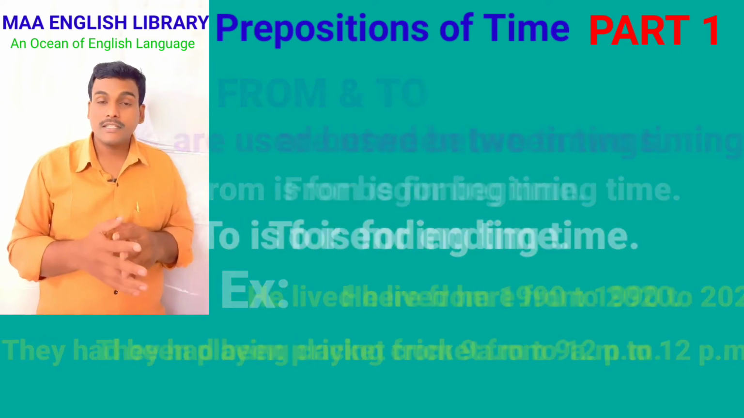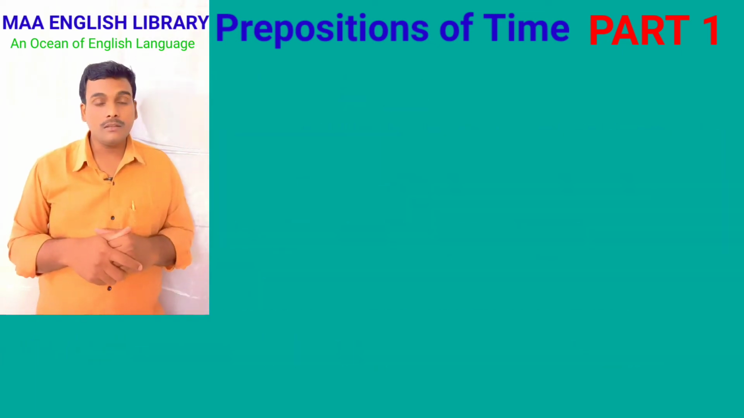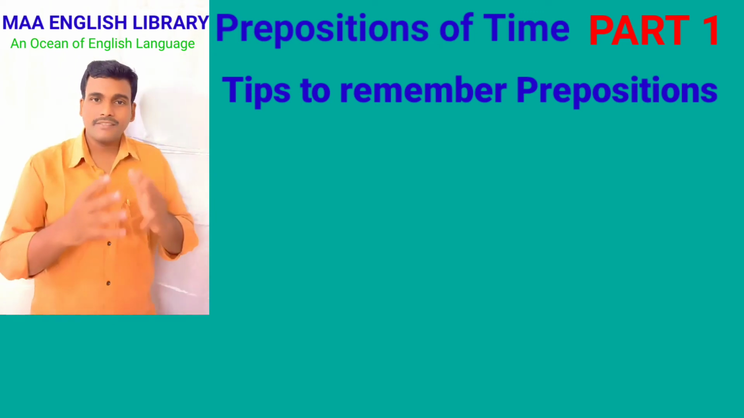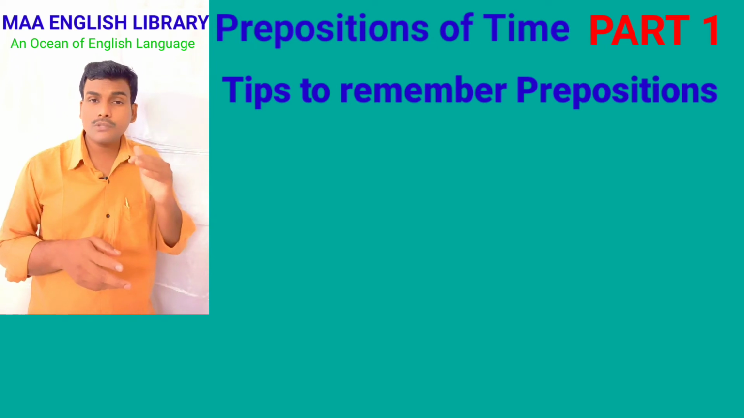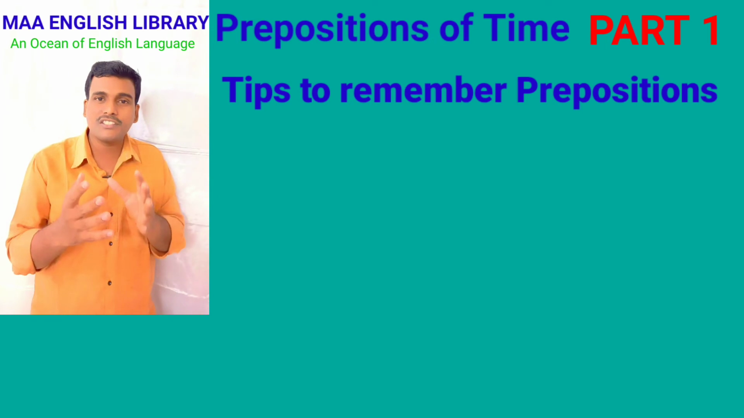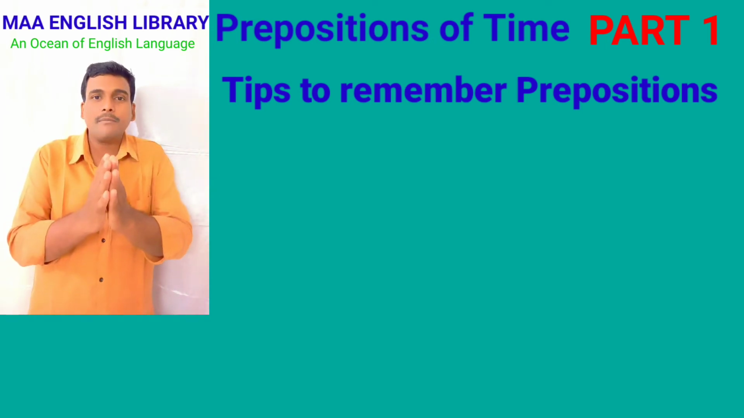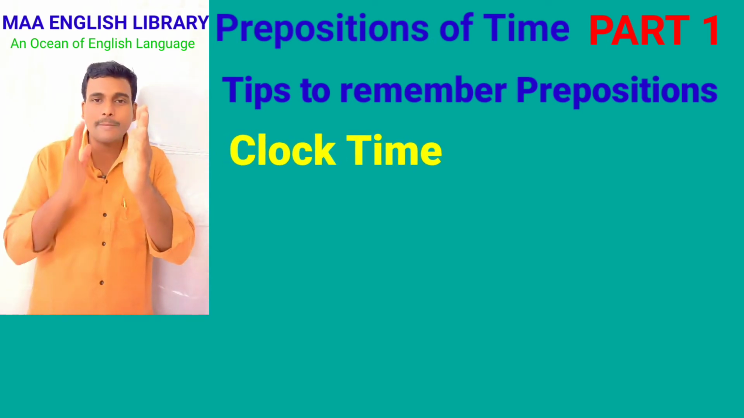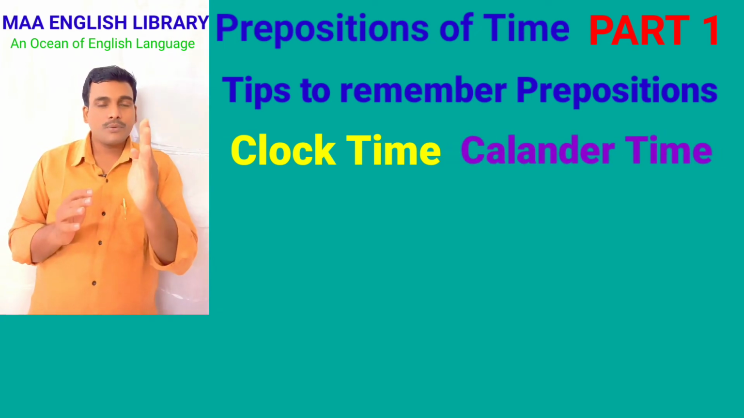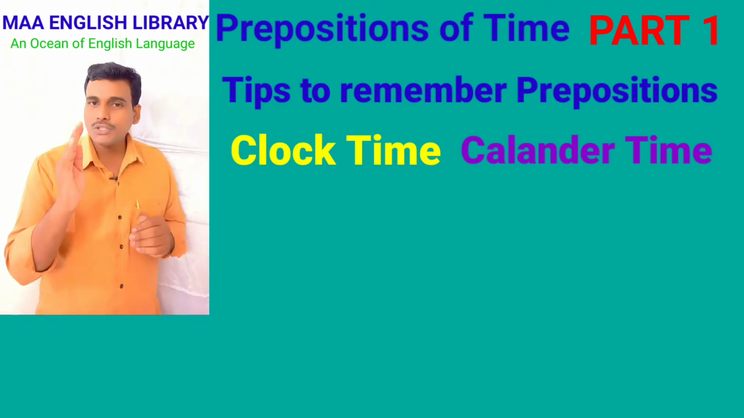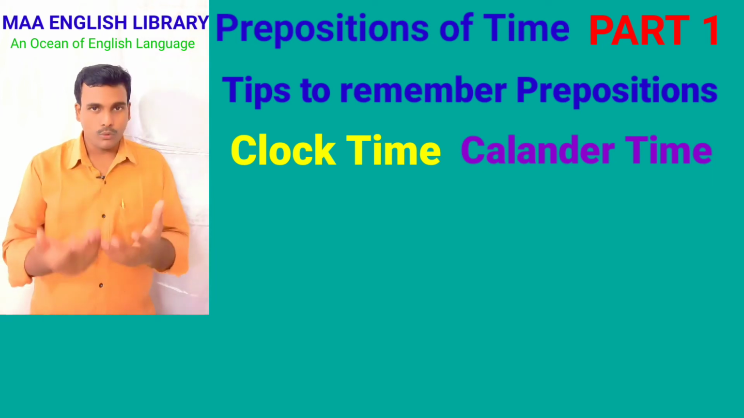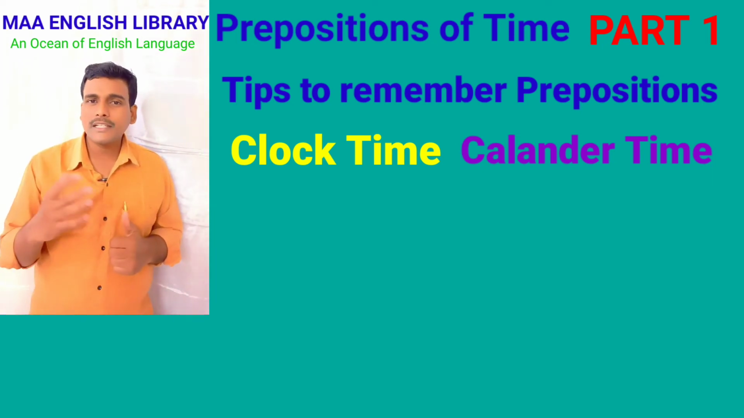Okay, and as I told you in the thumbnail, I'm going to give you a tip in this video about prepositions of time. The tip is, if you observe all these, all are indicating time only, but how can we differentiate this time? If you differentiate this time into two categories, one is clock time and another is calendar time. Some prepositions can be for clock time, some can be used for calendar time, and some can be for both. Okay, what is this clock time and calendar time?